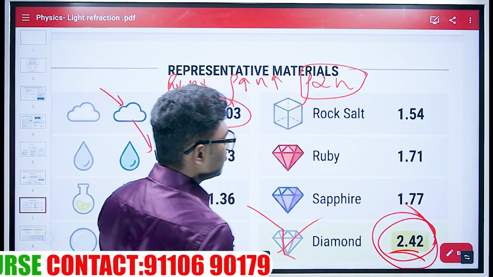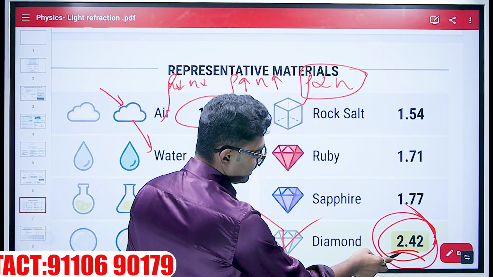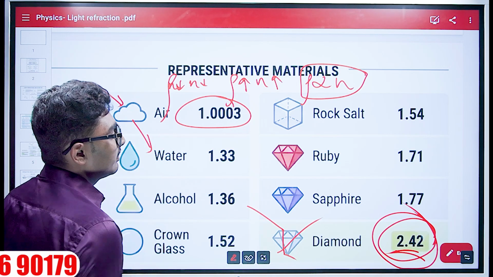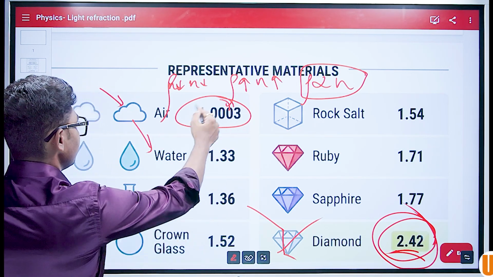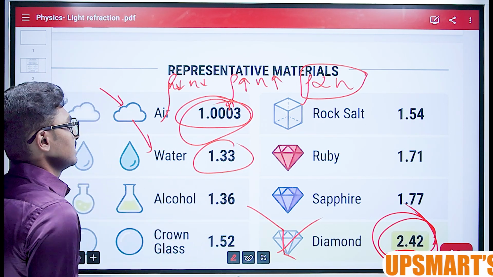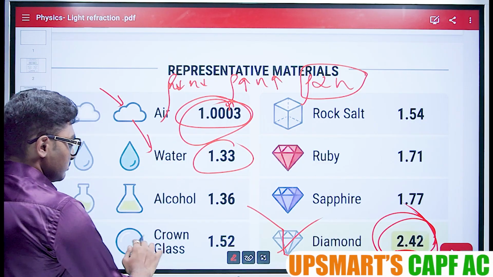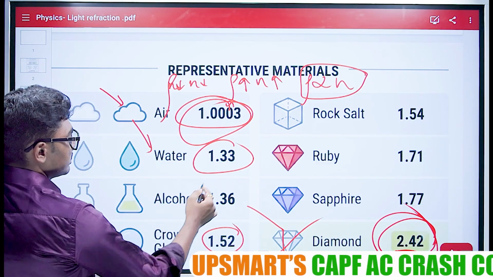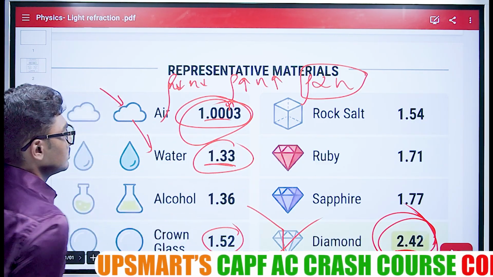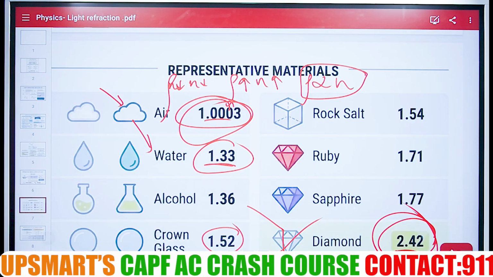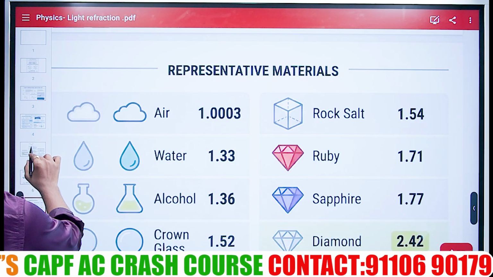I think it is very necessary to remember the refractive index of diamond and the refractive index of air, as well as the refractive index of water. And crown glass, sometimes it is very important. Remember these refractive index values.